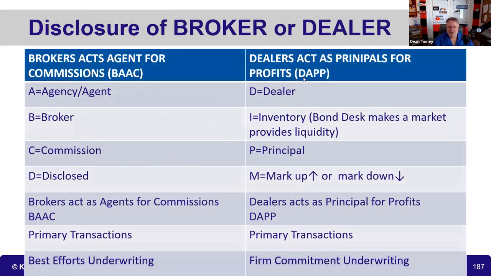So here are some helpful ways to remember this relationship, or what we call capacity, right? Brokers act as agents for commissions. A good way to remember that is A, B, C, D: agency, broker, commission, and it's disclosed. Another way is brokers act as agents for commissions. Now in secondary transactions, that's true. In primary transactions, this would be, for example, a best efforts underwriting. We're talking about secondary transactions, but in banking, it would be primary. And then on the other side, we have dealers act as principals for profits. So DIP: dealer, inventory, principal, markup or markdown. I like to think of it as dealers act as principals for profits. If it's a banking deal, an example would be firm commitment underwriting.